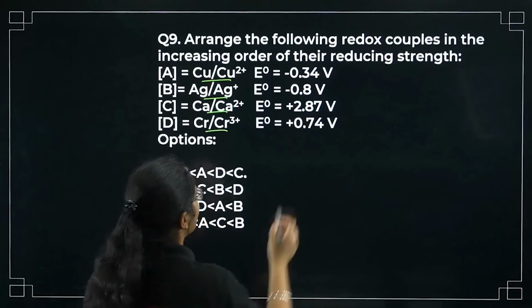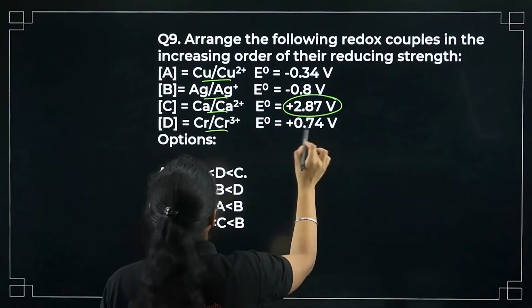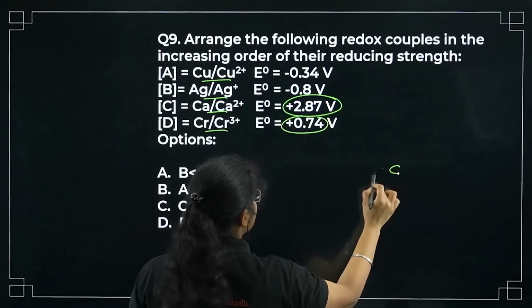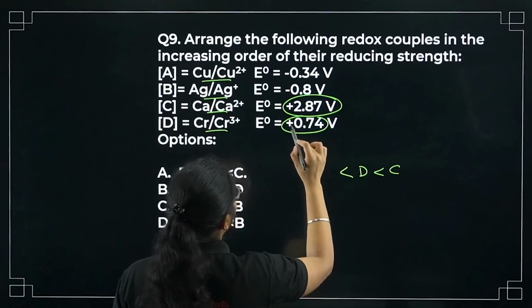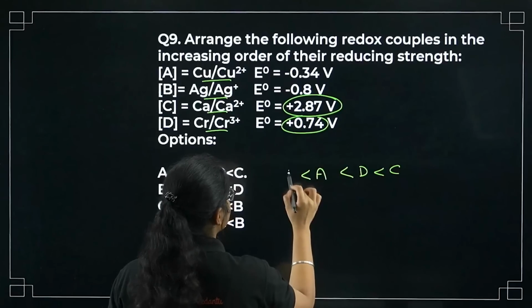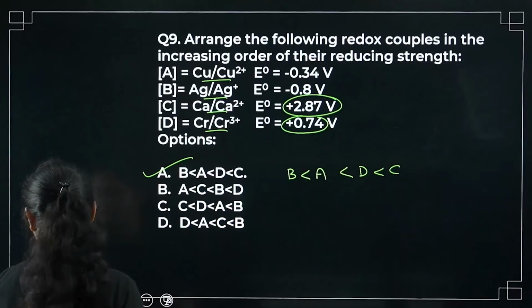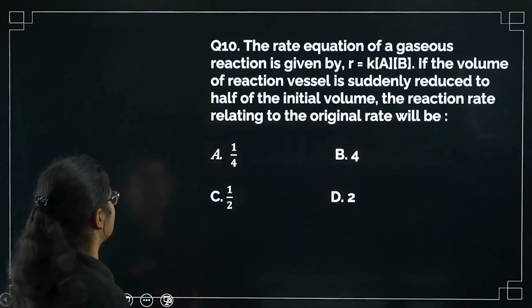So I can see that the highest oxidation potential is for option C, then option D. So I will have C, then D, then A, and lastly B. That is your option A given here. Okay, next moving to question number 10 from chemical kinetics.